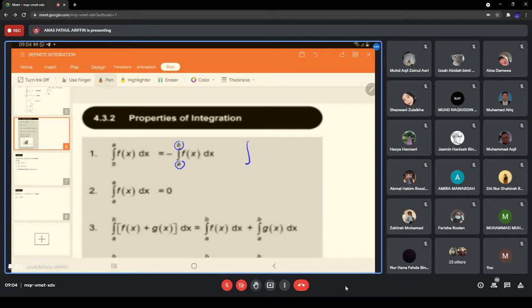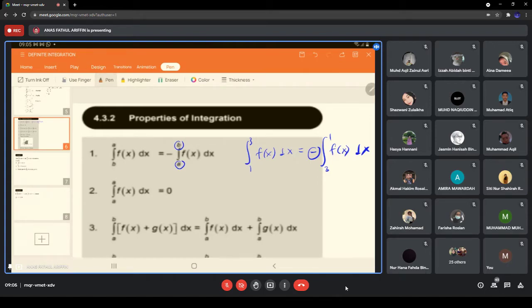For example, we integrate this function fx from 1 to 3. This will be equivalent to the integration for this function fx, and then the limit we change sides, 3 to 1, but we need to put negative. So these two integrations are equivalent, dengan syarat apa? Kita letak negatif, and dia punya limit kita tukar tempat. Itu first property dia.